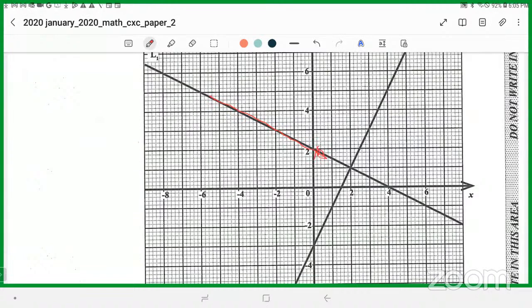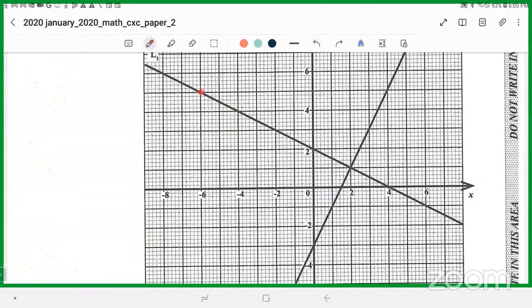So you know right away the gradient is negative. To go from left to right along the line, you're going downwards, so the gradient is negative. We're going to get the gradient. I'm going to choose 2 points, for example here and here. Count the rise and count the run to go from here to here. Remember, you're going from left to right.